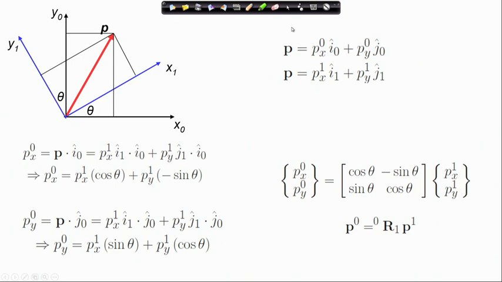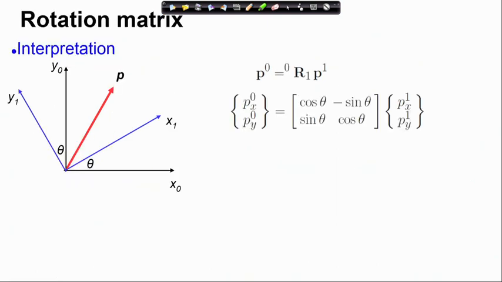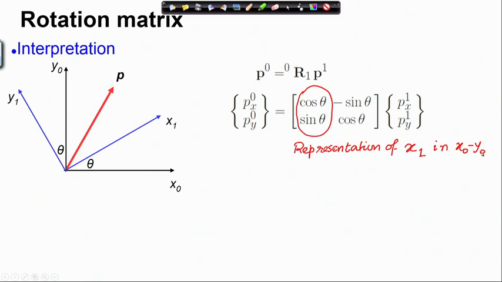So, just to show this thing formally, now we interpret this rotation matrix. If you look at column 1 of the rotation matrix, you can very easily see it is the representation of the vector x 1, or the axis x 1, in x 0 y 0. The column 1 is the unit vector along x 1 being represented in x 0 y 0. So, this unit vector being represented in x 0 y 0 is nothing but the first column of the rotation matrix.